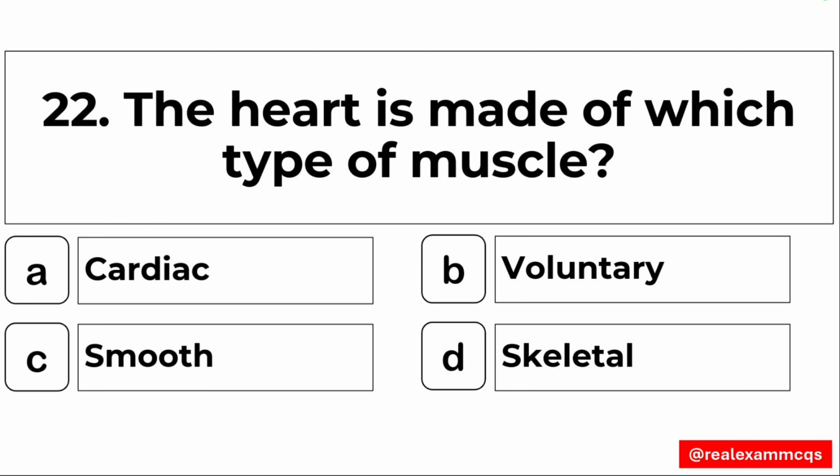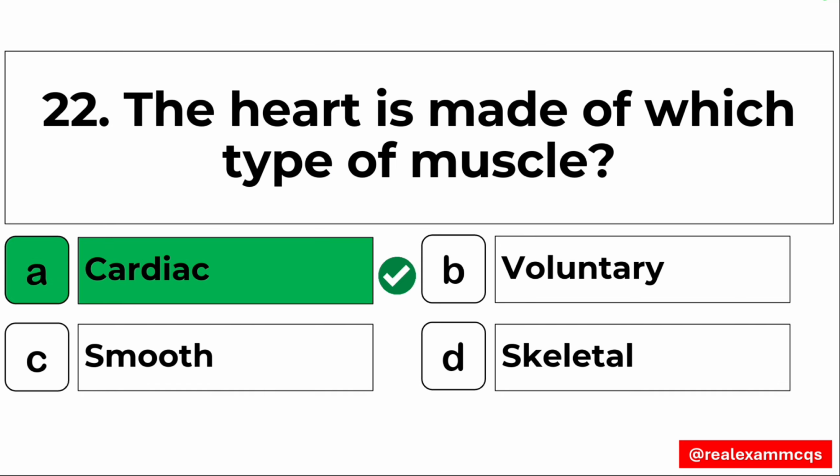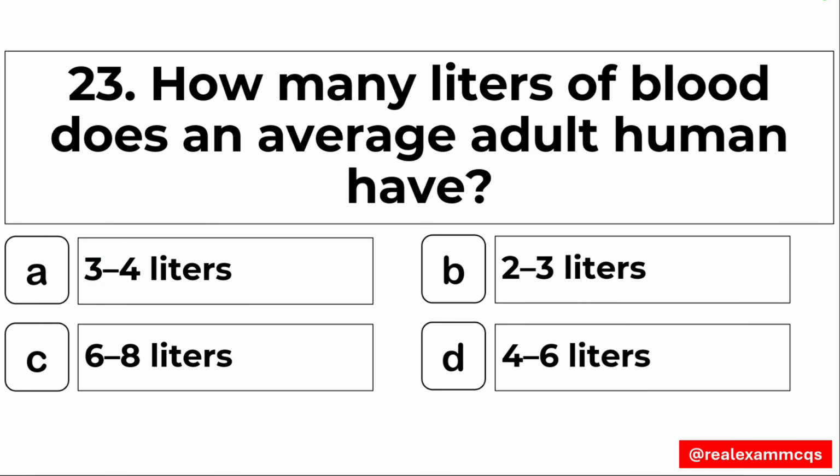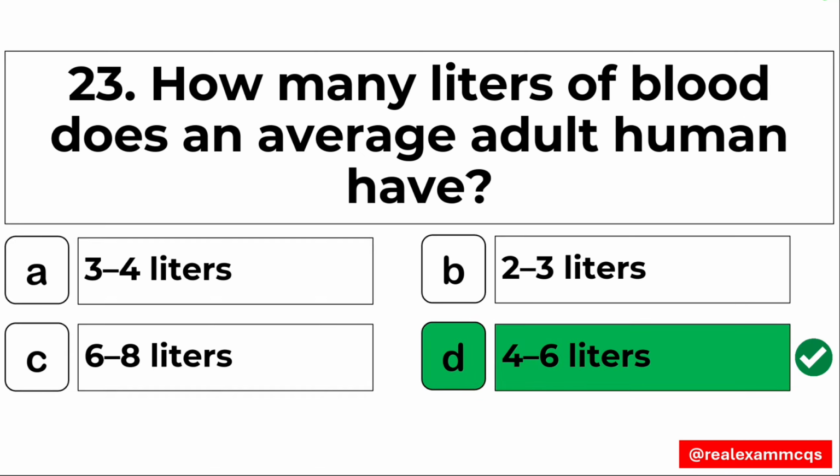22. The heart is made of which type of muscle? Option A is the right answer, the cardiac muscle. 23. How many liters of blood does an average adult human have? Option D is the right answer, 4 to 6 liters.